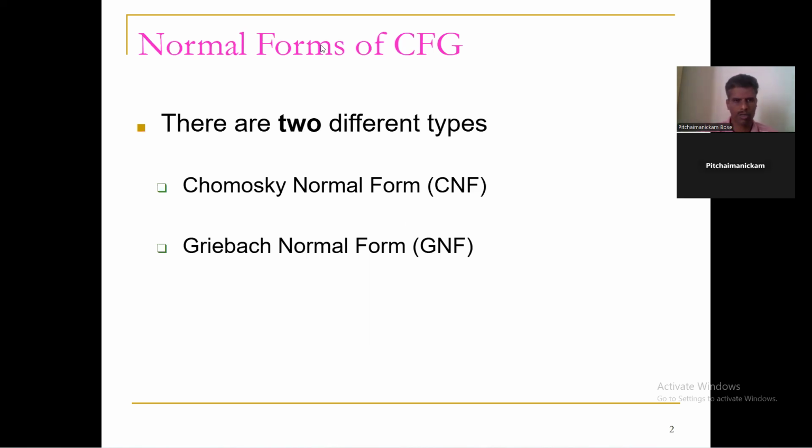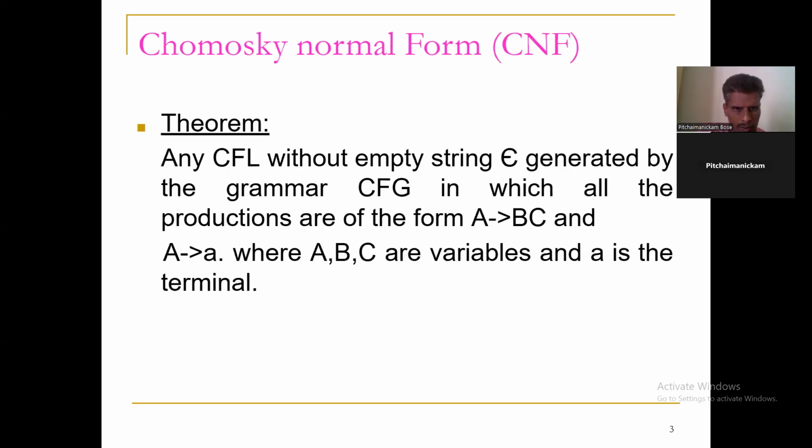Of the context-free grammar, the normal forms of the CFG. There are two different types of normal forms. We already discussed the context-free grammar, which is called a CFG. There are two important normal forms available. One is the Chomsky normal form, called CNF. The other is called the Greibach normal form. In this video, we are going to discuss the Chomsky normal form.